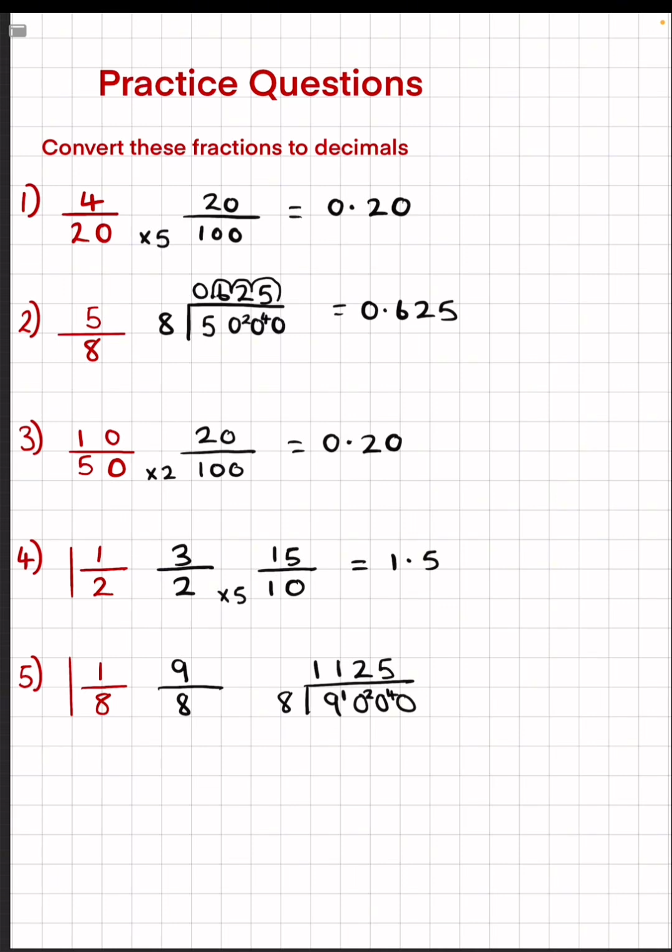Since we multiplied by 1,000 to make this number 1,000 times bigger, we need to do the opposite and divide by 1,000 to make it 1,000 times smaller. To divide by 1,000, we move the decimal point 3 places to the left. So 1, 2, 3. So the answer is 1.125.